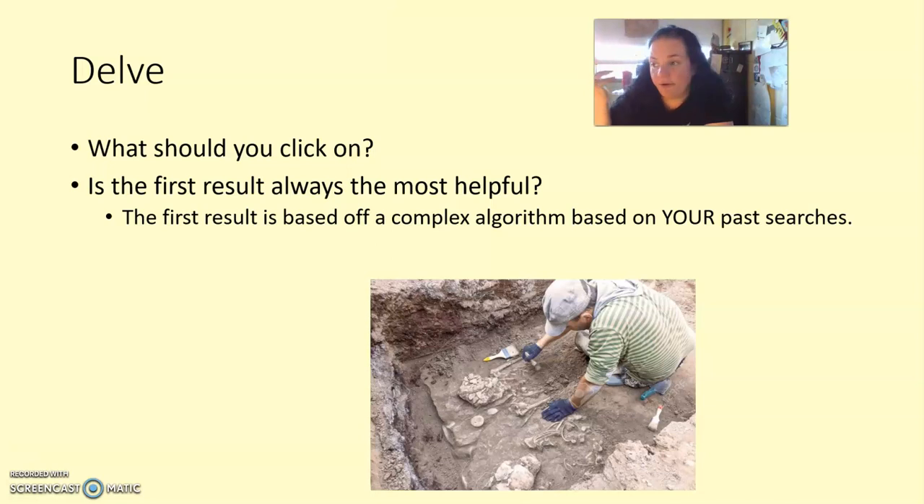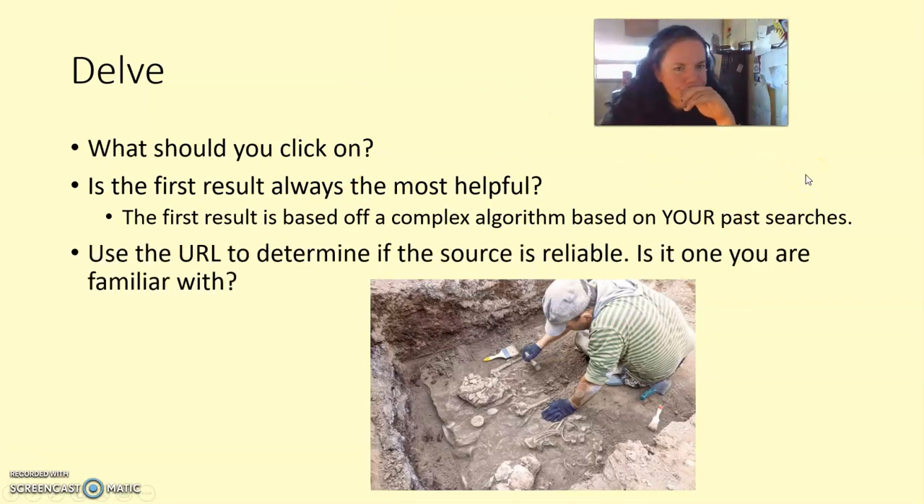Well, first things first about Google, the first few results are ads. So, no. Then, after that, the first result it gives you is based on your search history and a complex algorithm. So, make sure you're reading at least the whole first page. All right. Use the URL to determine if you know this source, right?